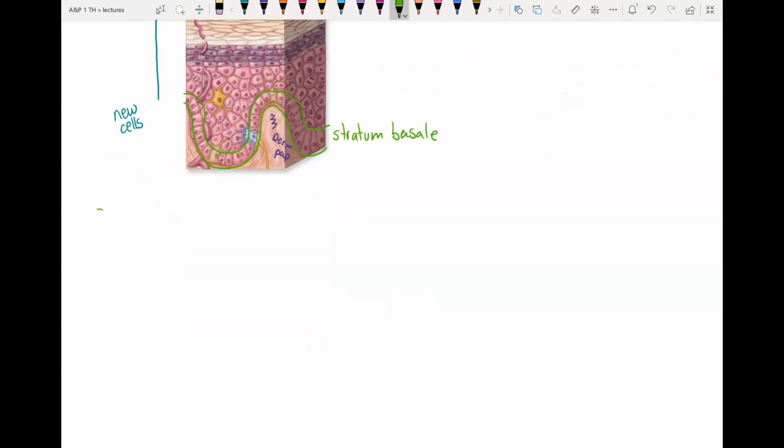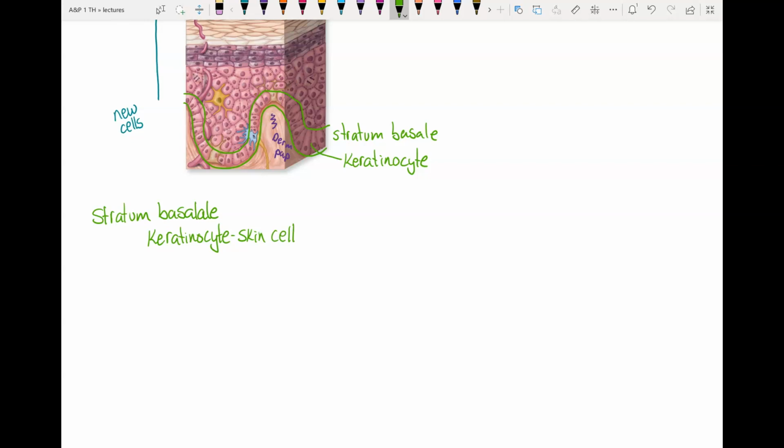So our bottom layer is stratum basale. And there are 3 types of cells that occur here. So most of them are keratinocytes. All these pink cells you see are keratinocytes. This is just a general skin cell. Keratinocyte is just the scientific name for skin cell.